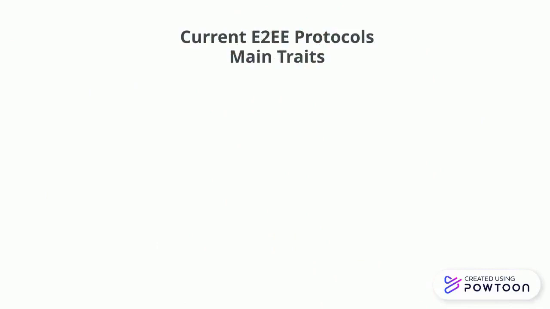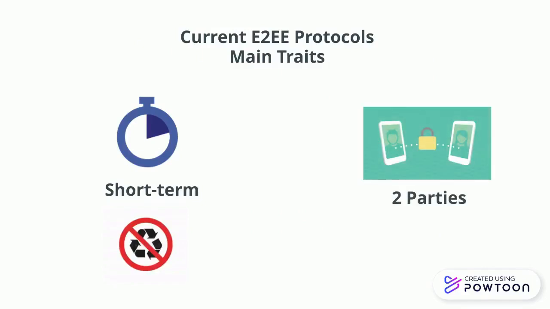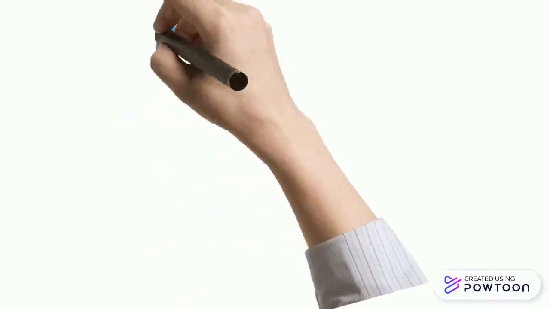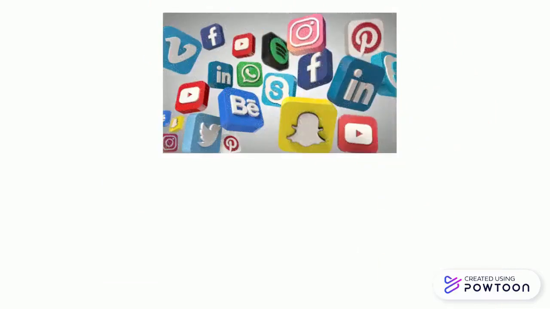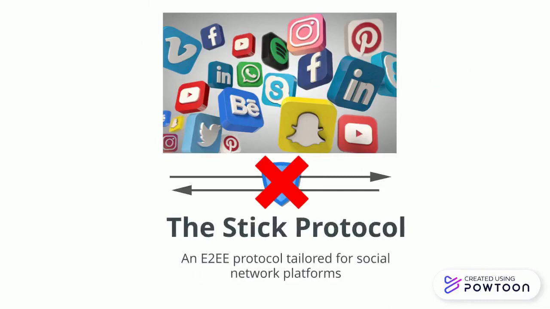They were designed for relatively short-term sessions, meaning they do not require very long-term persistence nor the ability to be re-established. In addition, the focus is always on communication between two parties only. This has limited the development of end-to-end encryption protocols towards this ideology of short-term sessions between two parties. As a result, using end-to-end encryption in a social network was never practically feasible. Yet. Because in this video, you are going to learn about the STIC protocol, an end-to-end encryption protocol tailored for social network platforms.